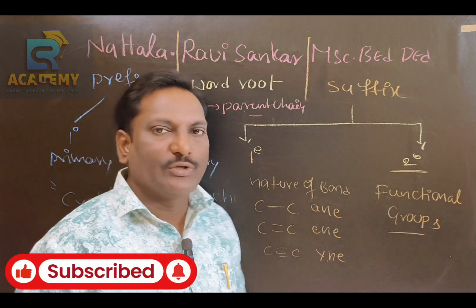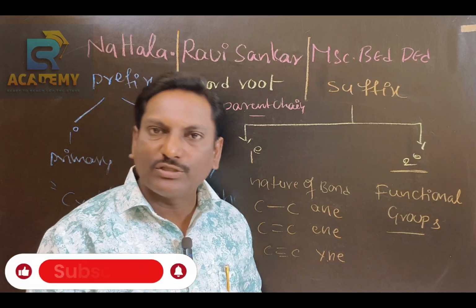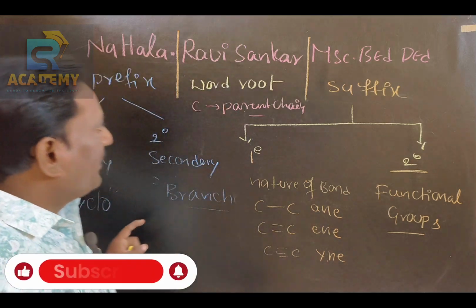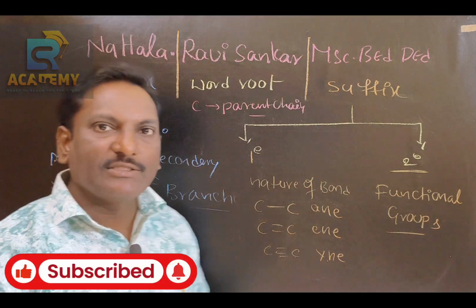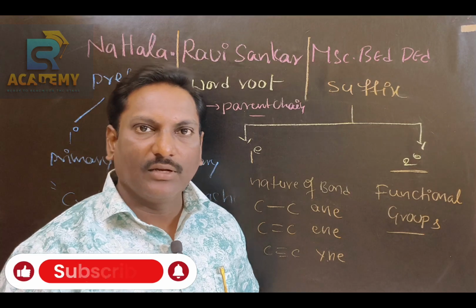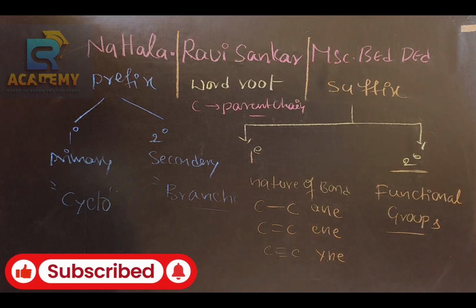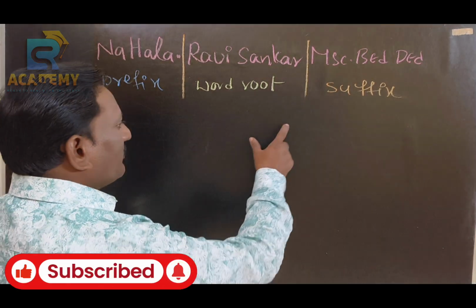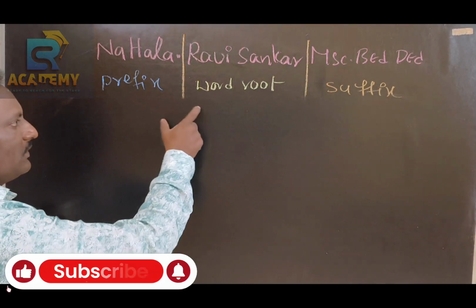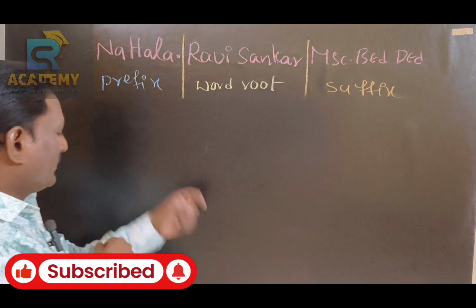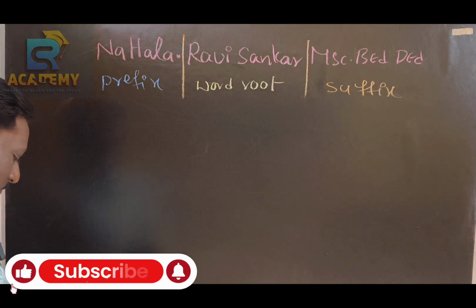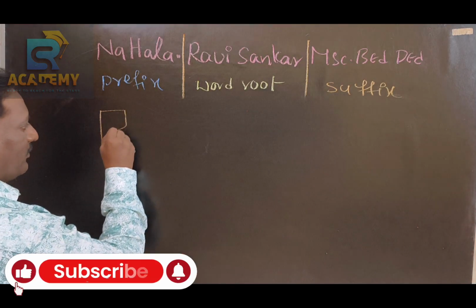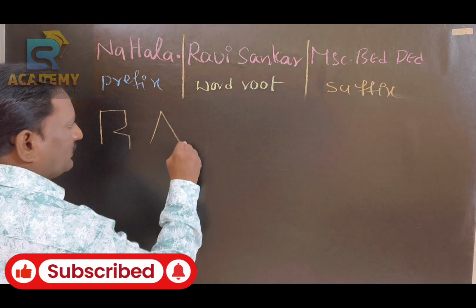So what is meant by functional groups? How many kinds of functional groups are there? Later on, let us discuss. Based on these points, let us name some organic compounds. Clear? Right. Now let us take some examples. Let us name the organic compounds. Let me write the organic compounds first. Later on, let us name them one by one.